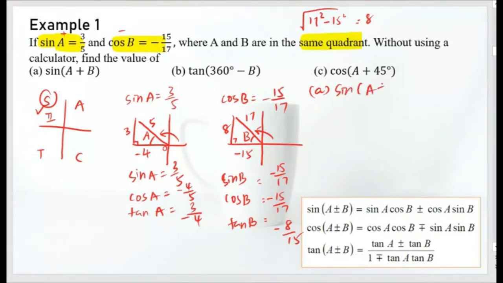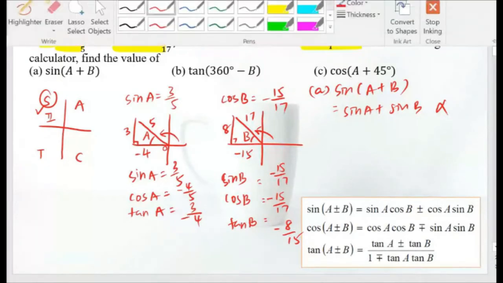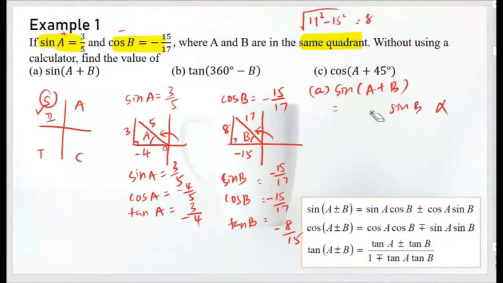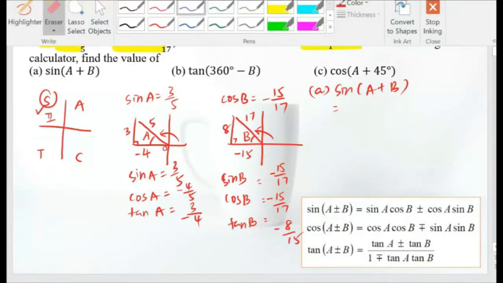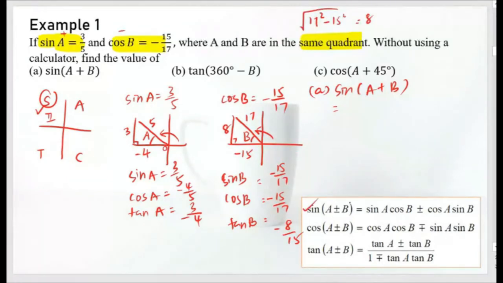Sine A plus B. You don't go straightforward and write sine A plus sine B. If you do this, then you're wrong. Why wrong? I already explained at the beginning of the lesson. We cannot do this. We have to use the addition formula, which is sine A plus B equal to sine A cos B plus cos A sine B.